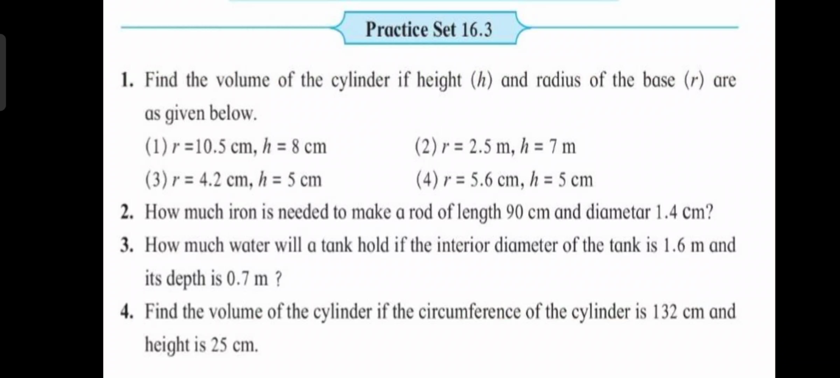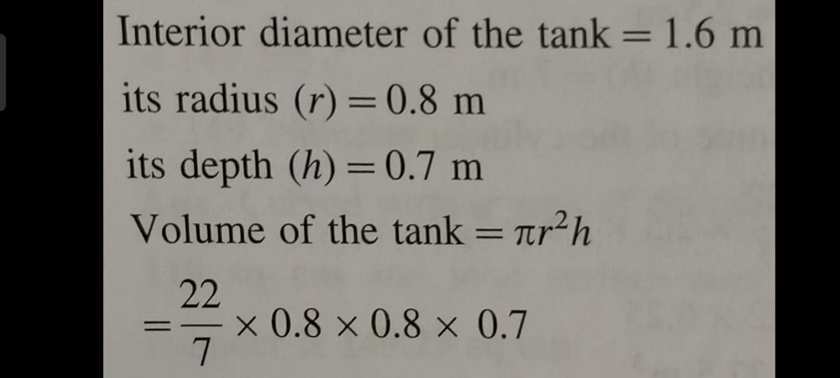Now we see the third question. How much water will a tank hold if the interior diameter of the tank is 1.6 meters and its depth is 0.7 meters? So the interior diameter of the tank that is given to us is 1.6 meters. So its radius will be half the diameter, so the radius will be 0.8 meters. Its depth is given, that is h, 0.7 meters.